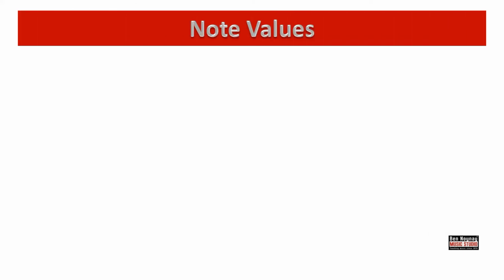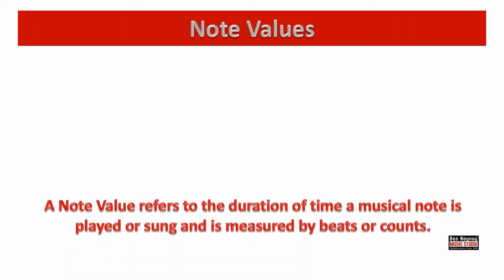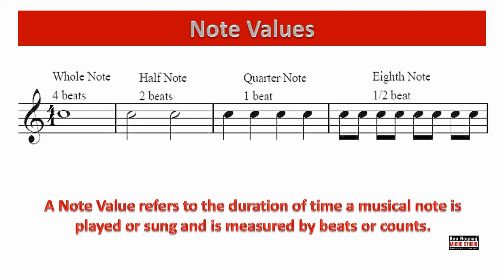As we have studied in previous lessons, a note value refers to the duration of time a musical note is played or sung and is measured by beats or counts. In our example here, we use a 4/4 time signature, which means 4 beats in each bar. Notice the number of notes needed to meet the time signature requirement. Because we are using a 4/4 time signature, every bar cannot have more than 4 beats.